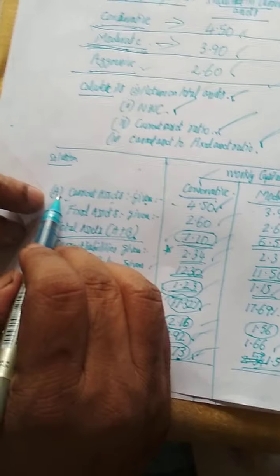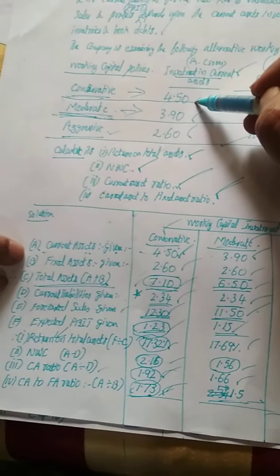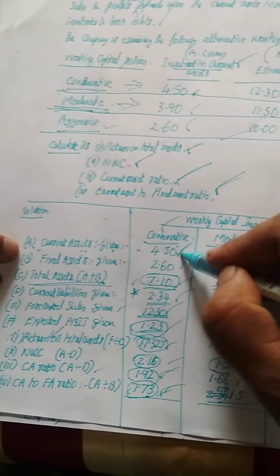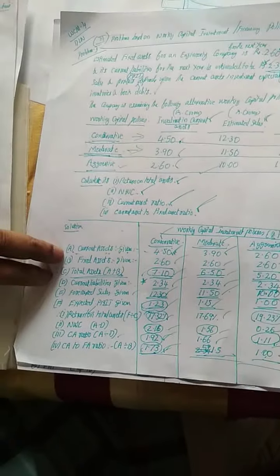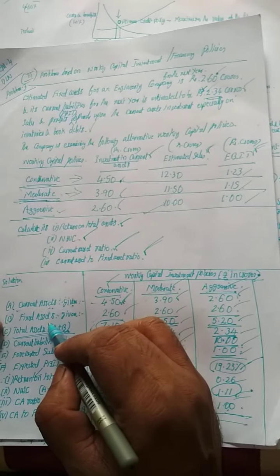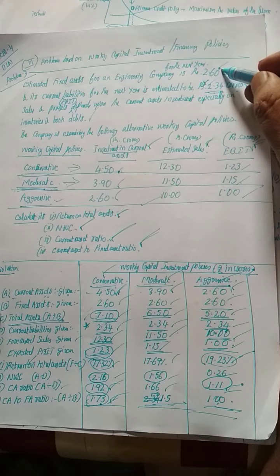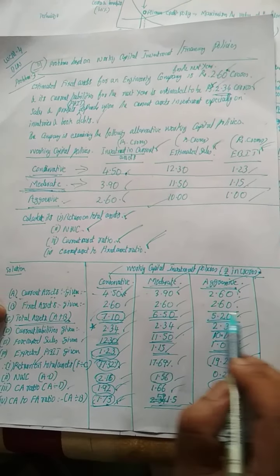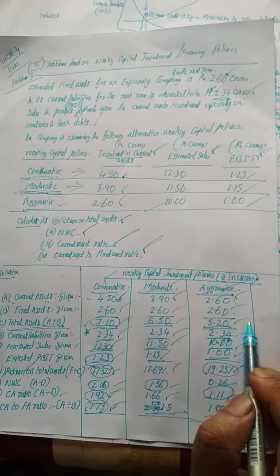So first what we do is that, first we take current assets. Current assets is given. See what is it? 4.5 under a conservative policy, 3.9 under moderate, aggressive 2.6. That we are posting. Fixed assets it's given. Fixed assets remains constant. So 2.60 is applied for all the cases. Conservative, moderate and aggressive 2.60 common.